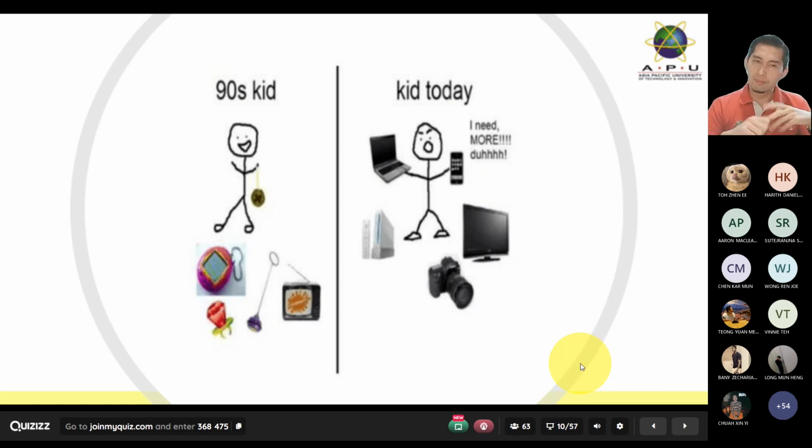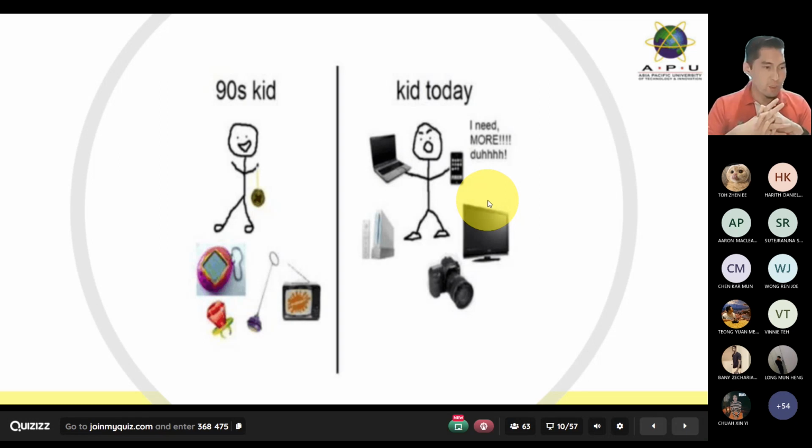So a 90s kid, I don't think I fall into the 90s kid category. But from a 90s kid perspective, of course, there's time with toys, which are mostly physical toys. Some are electronic based as well. The TV is also reflected there. But for kids today, in terms of the access they get, there is a lot more demand in terms of what these devices and electronics are supposed to do for you.